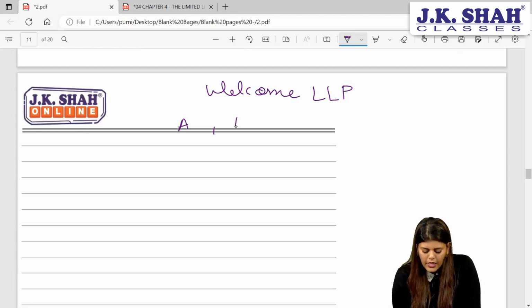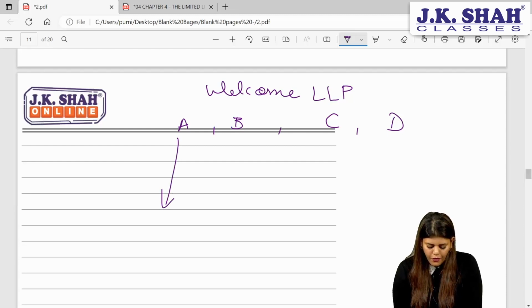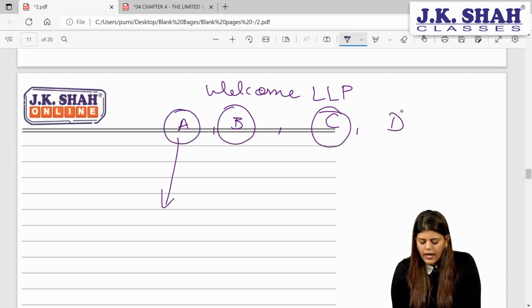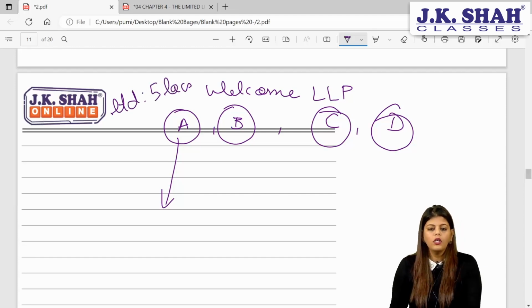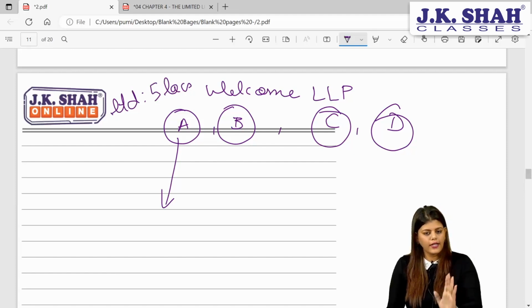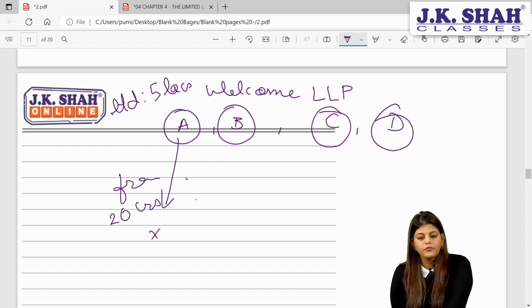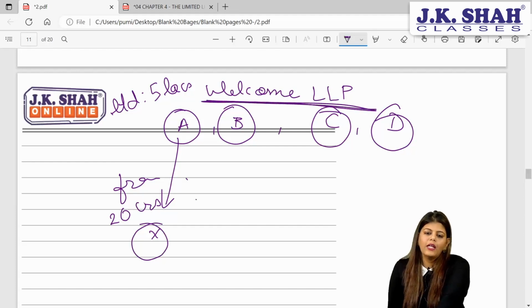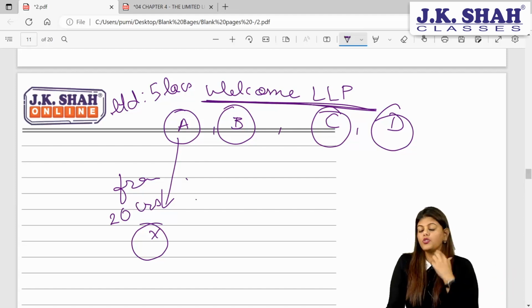Now, example, Welcome LLP. There were 4 partners, A, B, C and D. Their liability is limited to the extent of 5 lakhs. That means if things go wrong, A, B, C, D individually will give 5 lakhs. Now A did some fraud with X, worth rupees 20 crores. If something goes wrong, X is not going to sue A, X is going to sue LLP. And when LLP asks A, he will say, I didn't do anything, you are liable because you are LLP.